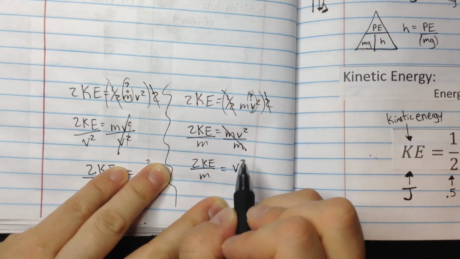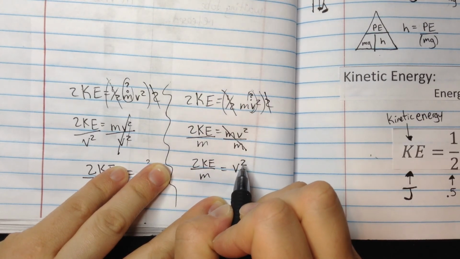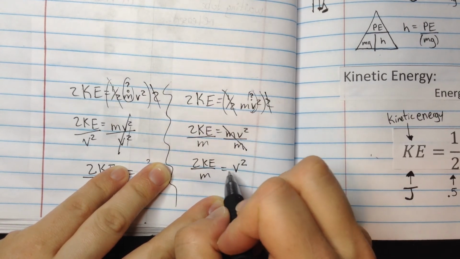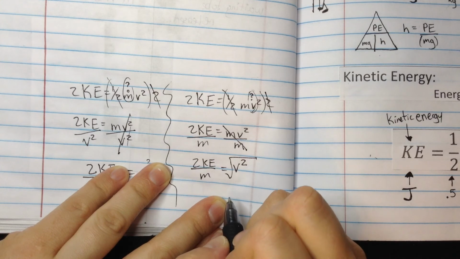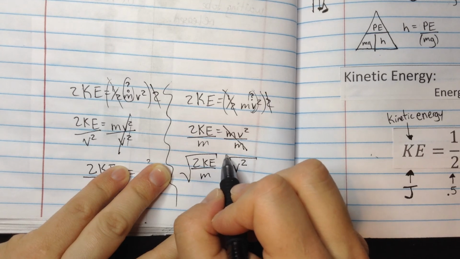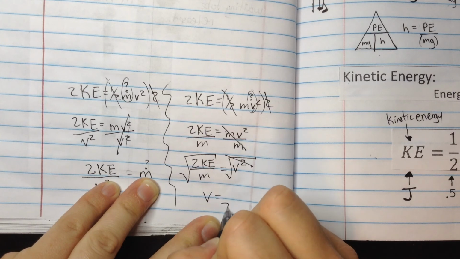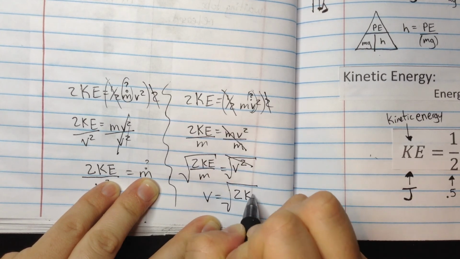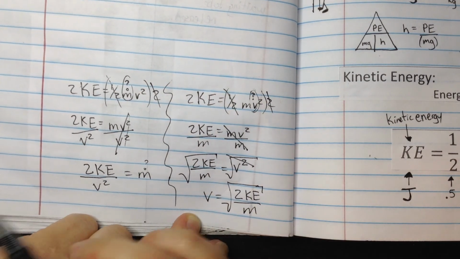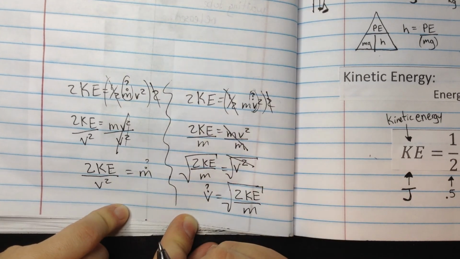We still need velocity by itself. It's not by itself yet. That squared is still there. We need it by itself. So we have to do the opposite of squaring. Well, the opposite of squaring is a square root. So we have to square root v squared. What I do to one side, I must do to the other. So that square root and that squared cancel each other out. So we are left with v is equal to the square root of 2 times the kinetic energy divided by the mass. That is the rearrangement of the formula to solve for velocity, if velocity is the question.